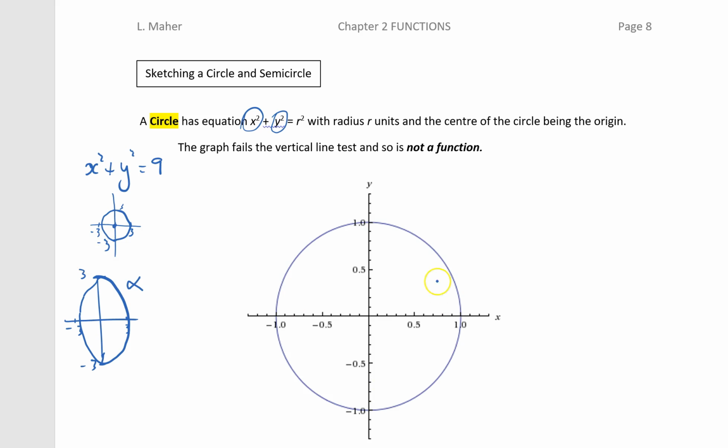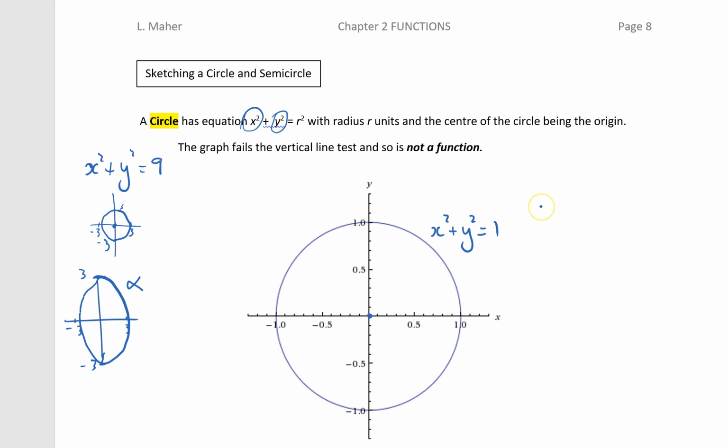So looking at this circle, center is the origin and the radius is 1. So this circle is going to have the equation x squared plus y squared is equal to 1.